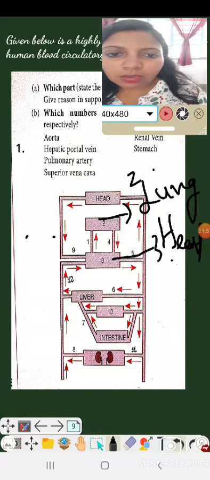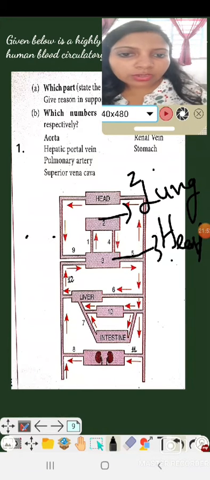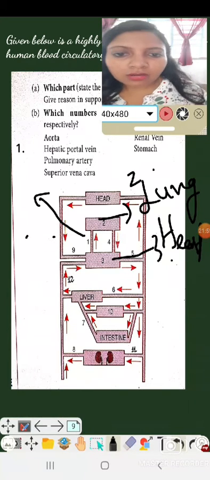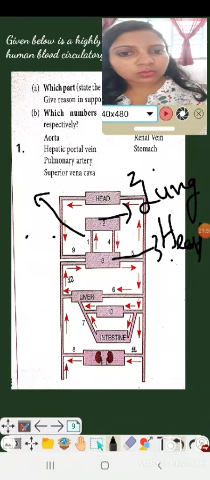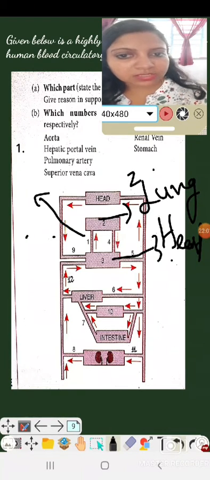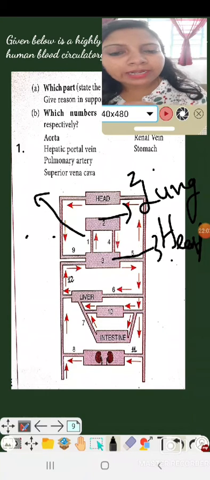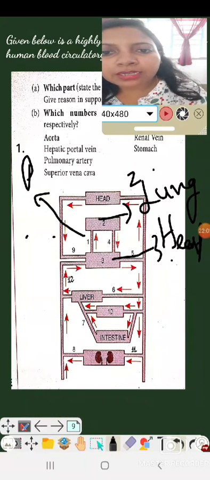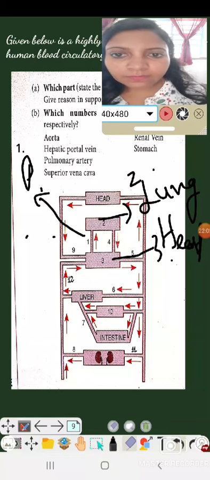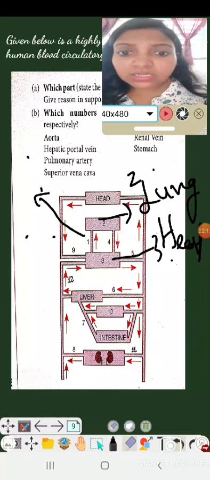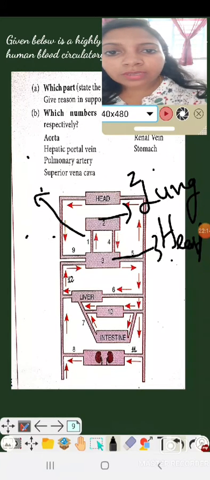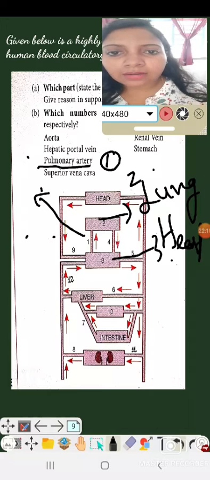Then number 1, now you can finally write, is the blood which is deoxygenated entering from the heart to the lungs for oxygenation purpose. So that number 1 automatically will be pulmonary artery. I will not be writing here, the question is given, that is 1. So, here I will write, this is pulmonary artery.